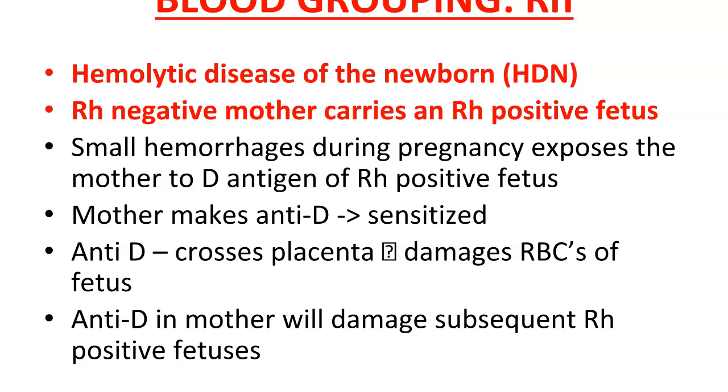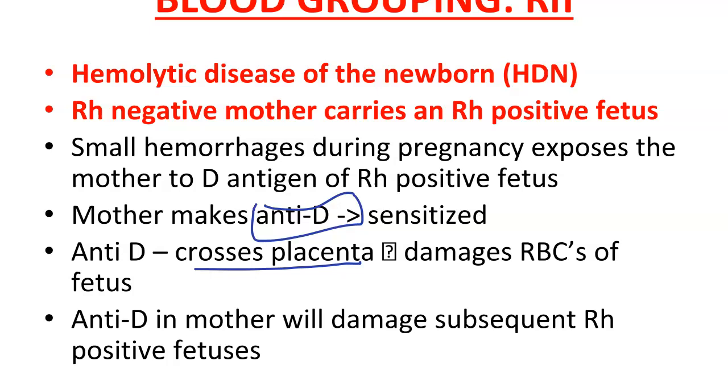What happens is that during pregnancy, especially towards the end of the pregnancy, small hemorrhages expose the mother to the D antigen, the Rh positive fetal blood. The immune system of the Rh negative mother then begins to make anti-D antibody. Because these type of antibodies can cross the placenta, the anti-D antibody can go into the fetus's blood system and begin destroying the fetal red blood cells. Because this typically happens towards the end of pregnancy, the babies are born severely anemic, severely jaundiced.